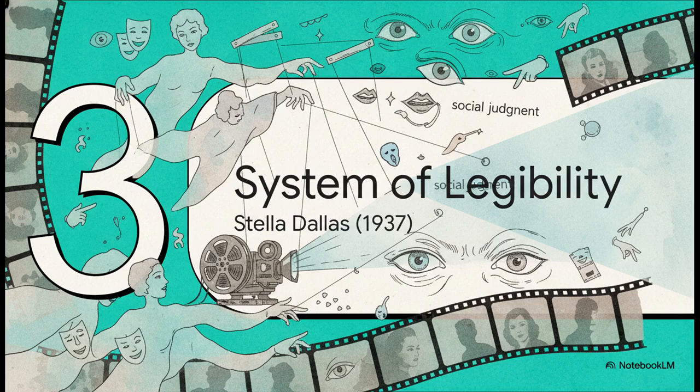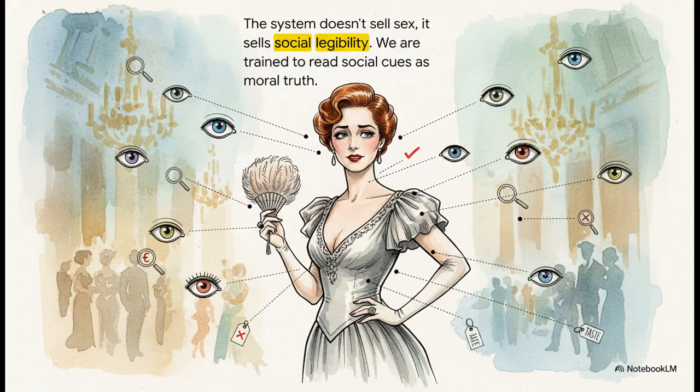Let's jump ahead to 1937's Stella Dallas, a classic Hollywood melodrama where the phantom operand learns to manipulate us, not with weird visuals, but with something we all understand: social judgment. This film isn't really about raw desire. It's about something way more complex. It trains us, the audience, to become expert readers of social cues.